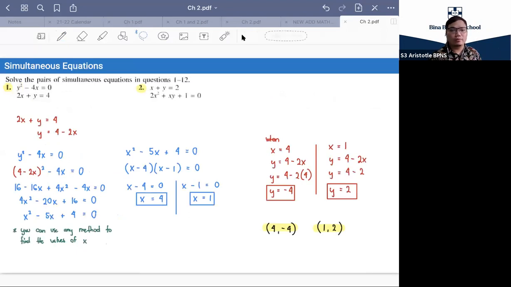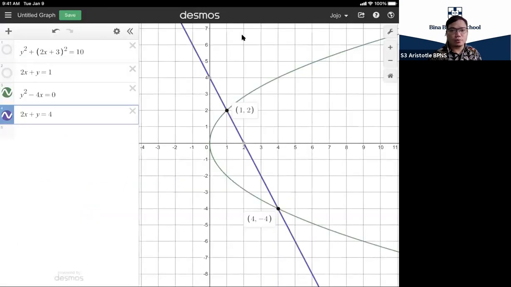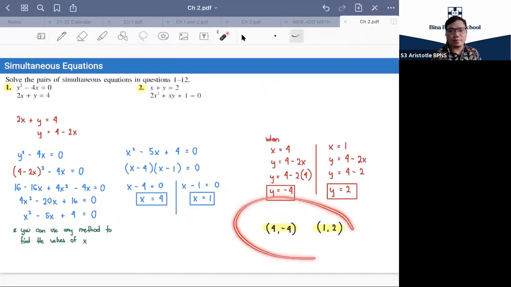Basically, again, you can view the answers right away by using Desmos. Our answer should be 1, 2, and 4, -4. And that's what I get as my final answer.